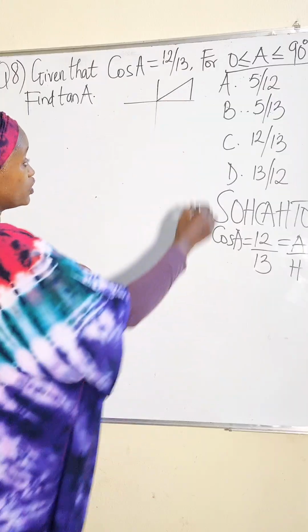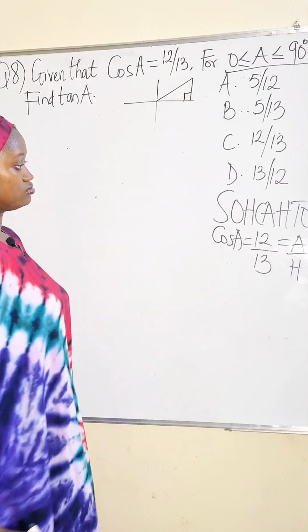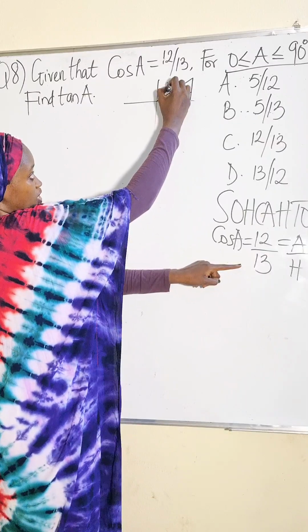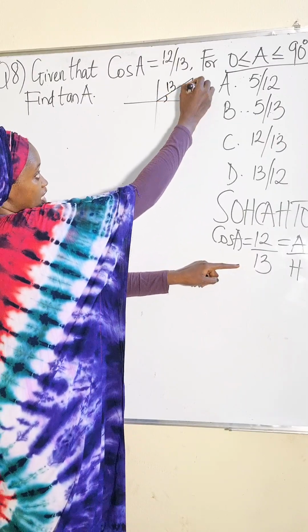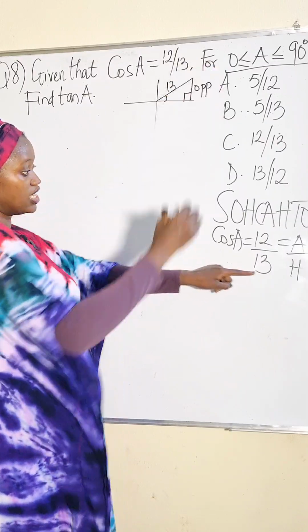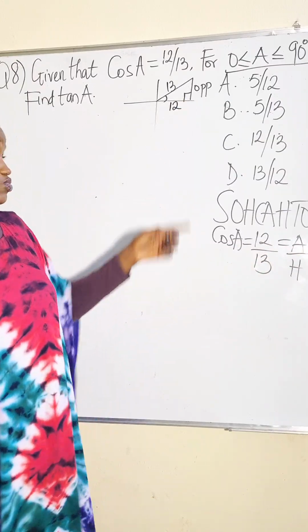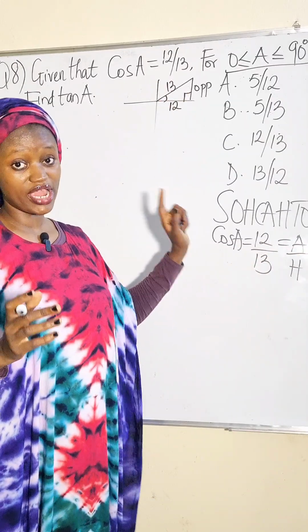Now let's substitute this into this diagram. This is a right angle triangle, right? We have the hypotenuse as 13, which is the longest side. This is the opposite side. The opposite side is unknown. The adjacent side is 12. So we have 12 here.